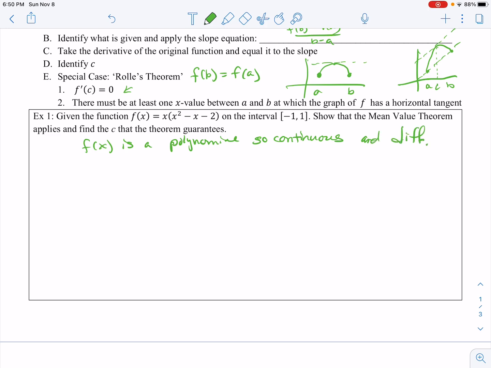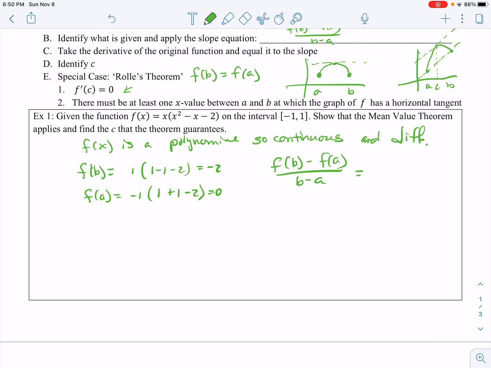Now, what you want to do is find f of b. So b is 1, so you get 1 times 1 minus 1 minus 2 equals -2. f of a equals -1 times 1 plus 1 minus 2, 0. So f of b minus f of a over b minus a is equal to -2 minus 0 over 1 minus -1. And you get negative 2 over 2, which is negative 1.